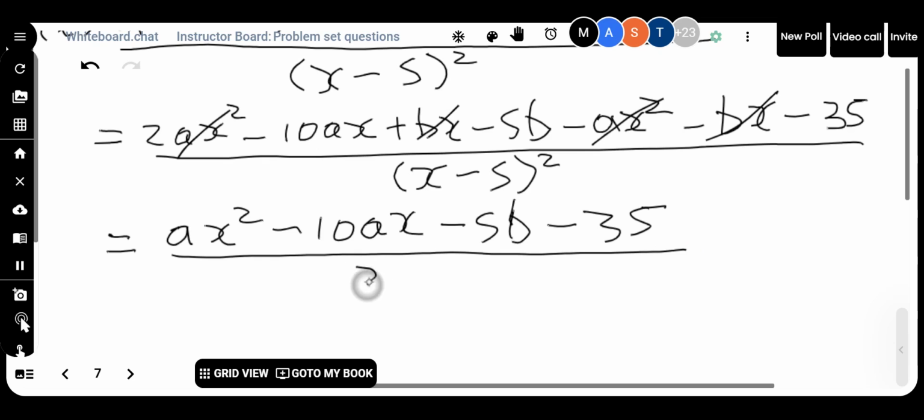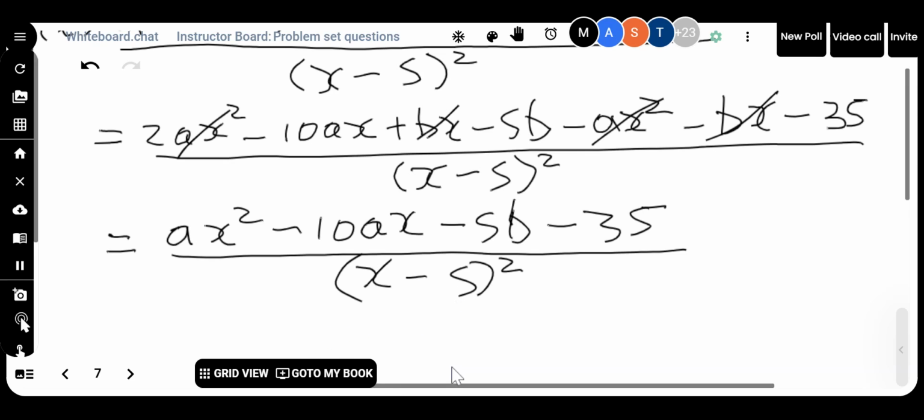All over x minus 5 squared. I know it's kind of a long question, but that's the way it goes. Okay, so here's what we have: ax squared minus 10ax minus 5b minus 35. And this is roughly what the derivative is.